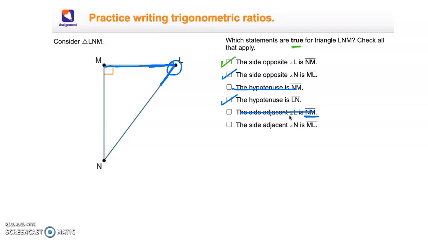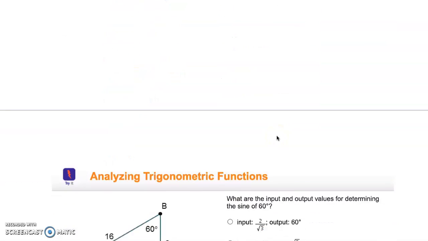No, our adjacent side is the one that is part of the angle that is forming L. And the side adjacent to N, again, here's our hypotenuse. So our side adjacent to N is NM. So that one is also not true.